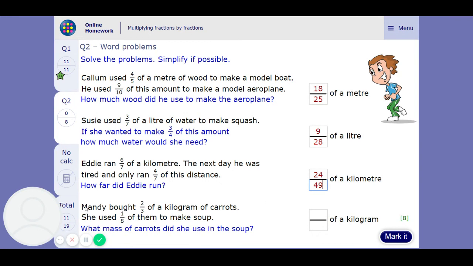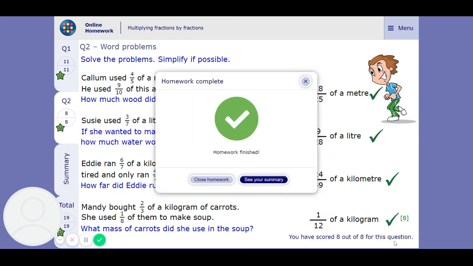All right, last one. Mandy bought 2/3 of a kilogram of carrots. She used 1/8 of them to make soup. What mass of carrots did she use in the soup? So 2 times 1 makes 2. 3 times 8 makes 24. We can halve top and bottom to get 1/12. Let's just check that. Great, we've got them all right, so hopefully that helps.